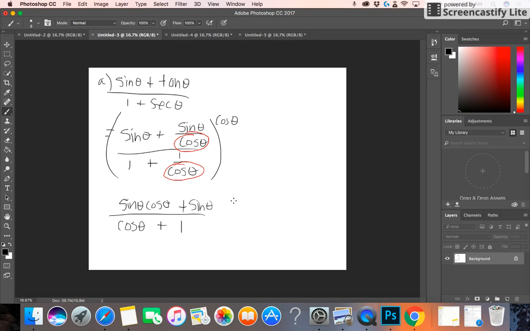The next thing that you have to look for in these trig identity problems is factoring. You can take out one sine on the top since everything has a sine in it, leaving just cosine plus 1 over cosine plus 1. Since these are the same, you can cancel them out, leaving just sine as your answer.